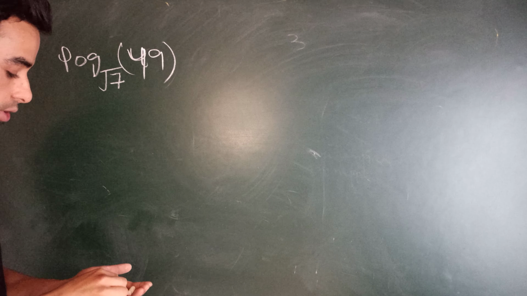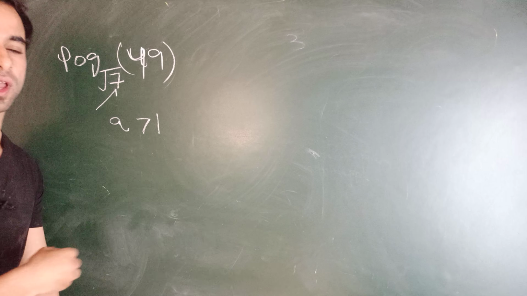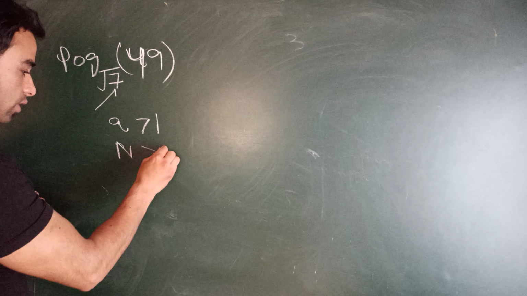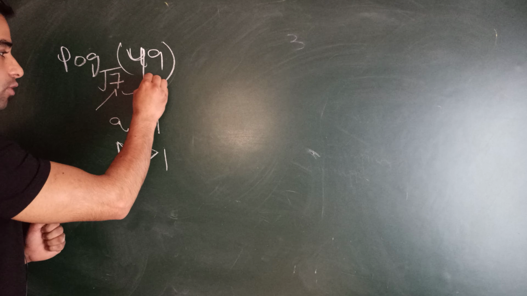Now, if I talk about the base here, a is root 7, and you can see root 7 is greater than 2, but it simply is greater than 1. Now, 49 is also greater than 1, so n here is also greater than 1. Both the base a and the inner thing n are on the same side of unity. The value that comes out here should be a positive number. I'm going to check it out.